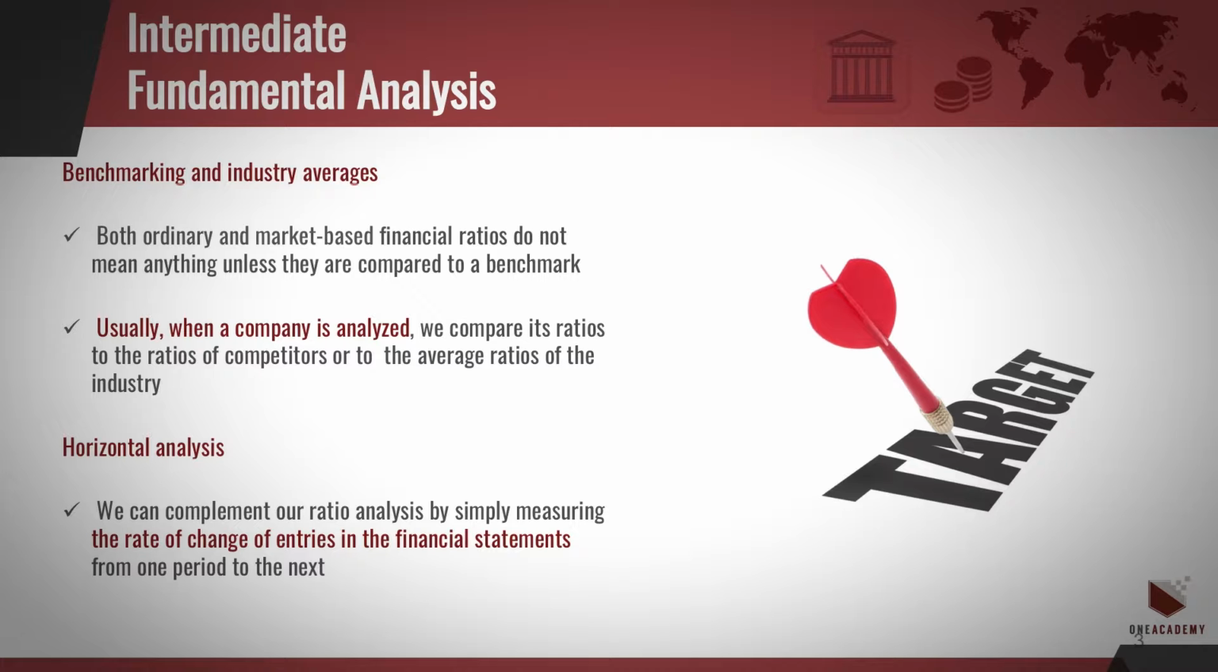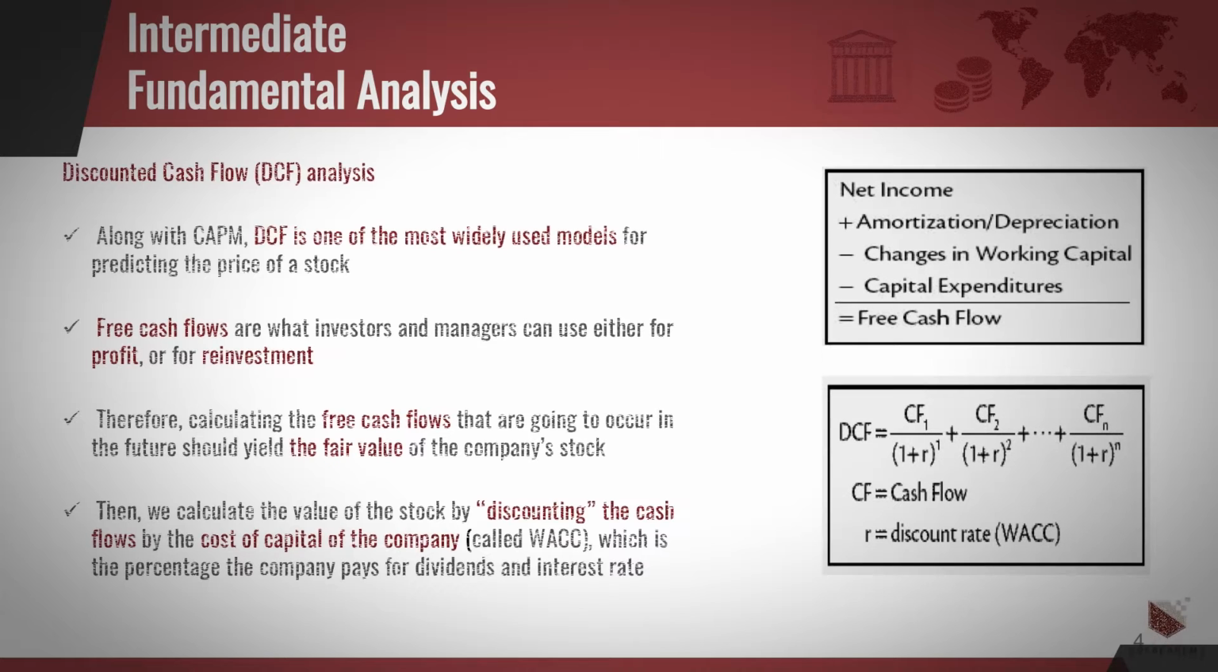Horizontal analysis. We can complement our ratio analysis by simply measuring the rate of change of entries in the financial statements from one period to the next. For example, we can measure how much fixed assets have changed in percentage terms during the last 5 consecutive accounting periods. Discounted cash flow, DCF analysis.